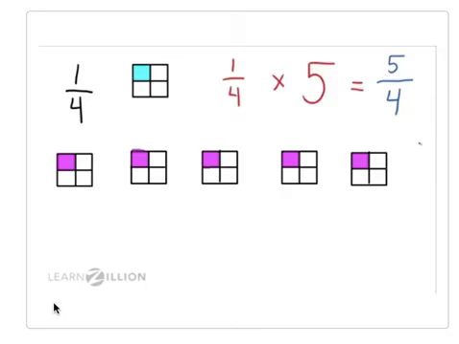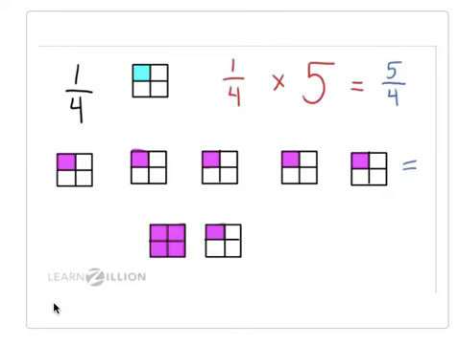Remember, improper fractions can be shown as mixed numbers. So if we were to combine the individual 1/4 pieces together, our visual model would look like this. Now we have 1 whole and a fourth left over. And we would write that like this: 1 whole with a fourth left over.